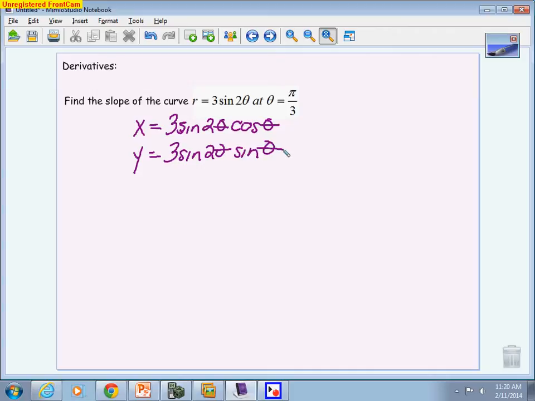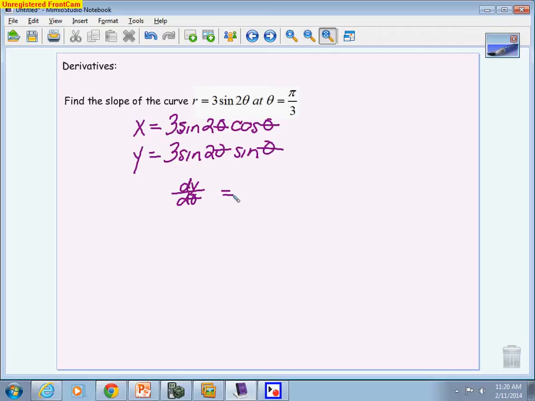So when I find dy/dx, it's dy/d theta, so the derivative of the y piece using a product rule, divided by dx/d theta, which is the derivative of the x piece using a product rule. So we'll start with the dy/d theta. And the biggest thing is just making sure you get the right one on top. That's the easiest thing to mess up.